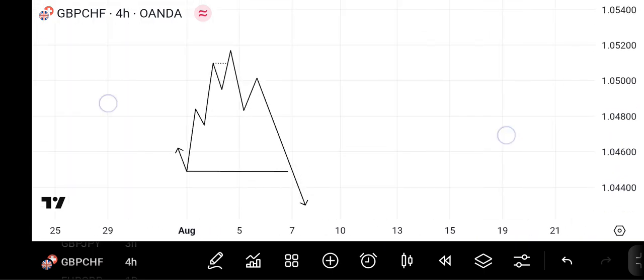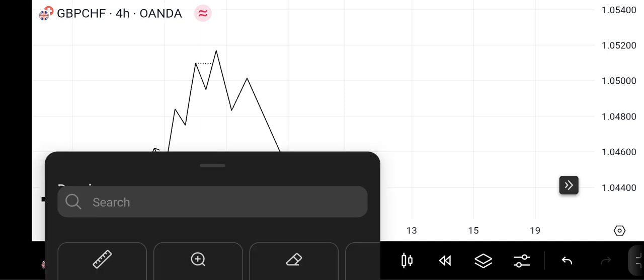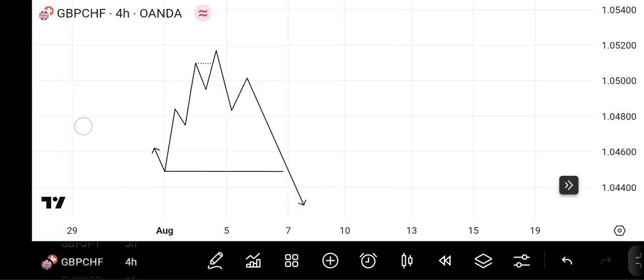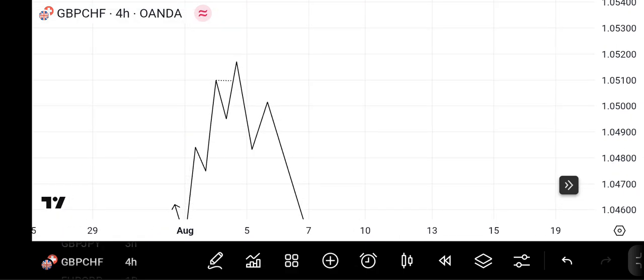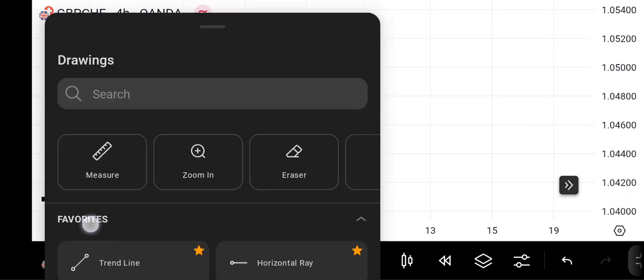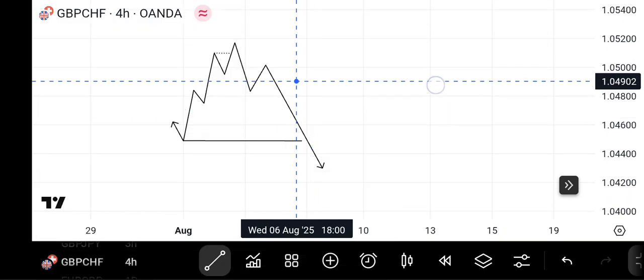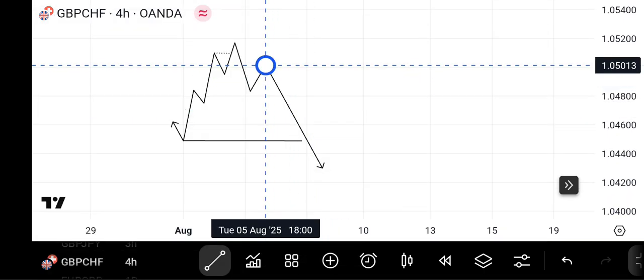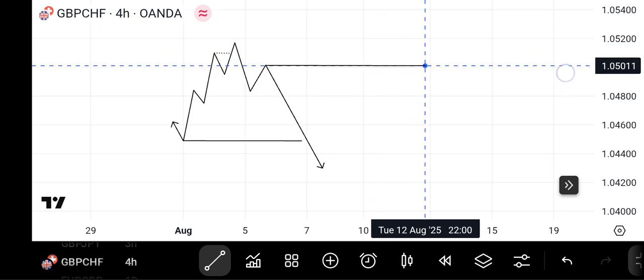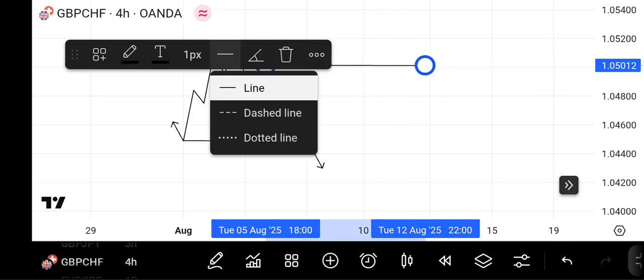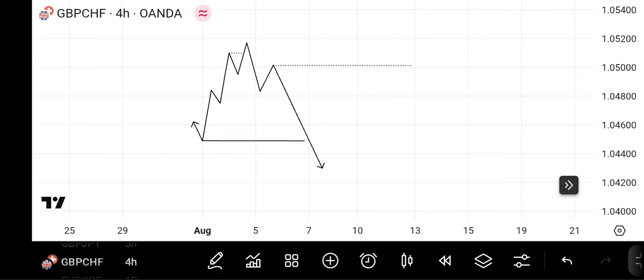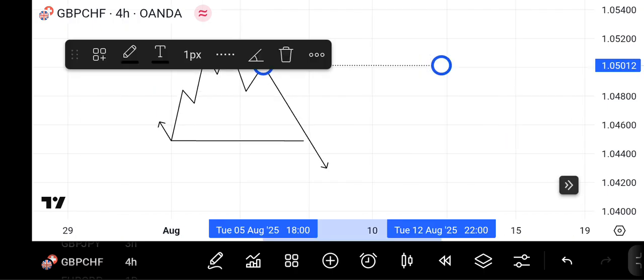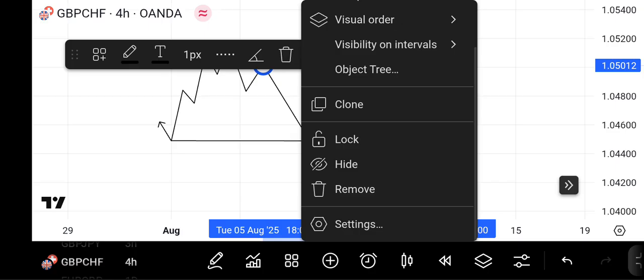Now, what am I looking at now? Since I have everything I need, I have the impulse, I have the pullback, I have the break of structure. Then this pullback is going to be my what? Liquidity. Some people say it's structural liquidity, but whatever you like to call it, it's your business. It's up to you, as long as you know what you're doing.